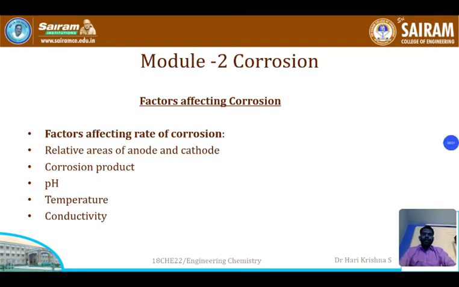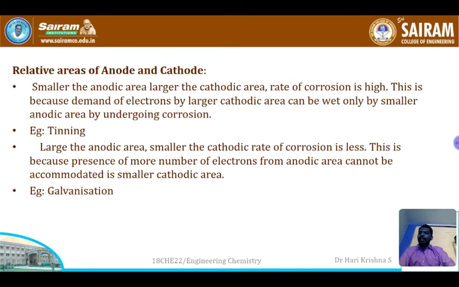Good morning. We have discussed types of corrosion in our previous session, that is differential metal corrosion and differential area corrosion. Now let us see what are the various factors affecting corrosion or rate of corrosion. The various factors affecting rate of corrosion are relative areas of anode and cathode, corrosion product, pH, temperature and conductivity. Let us discuss these one by one.